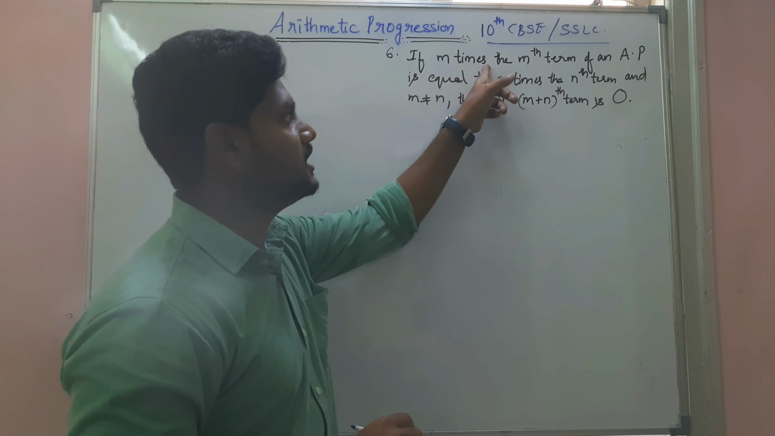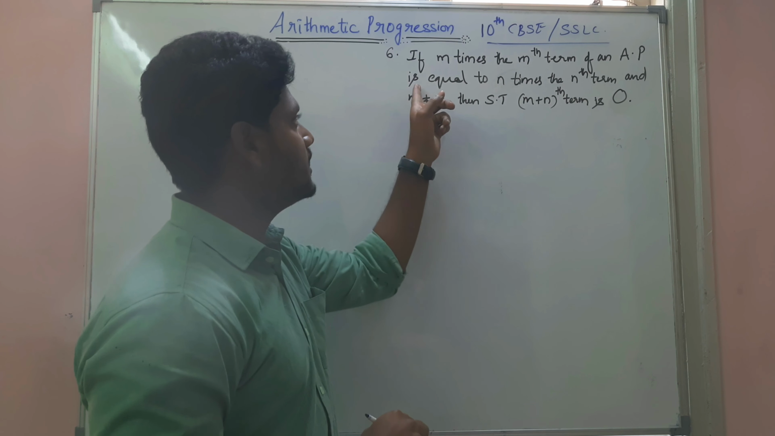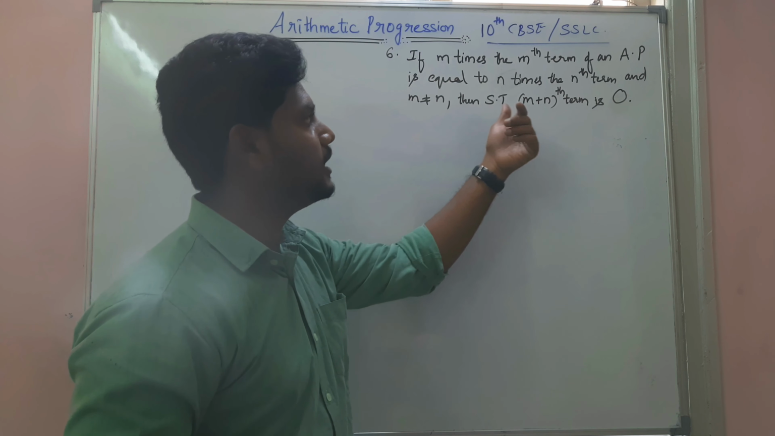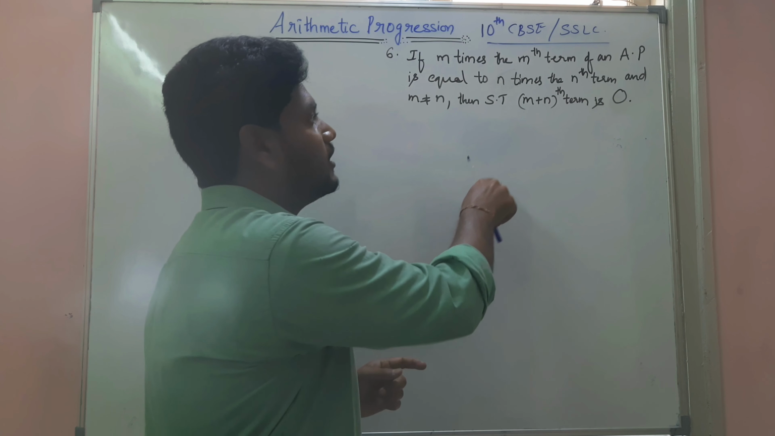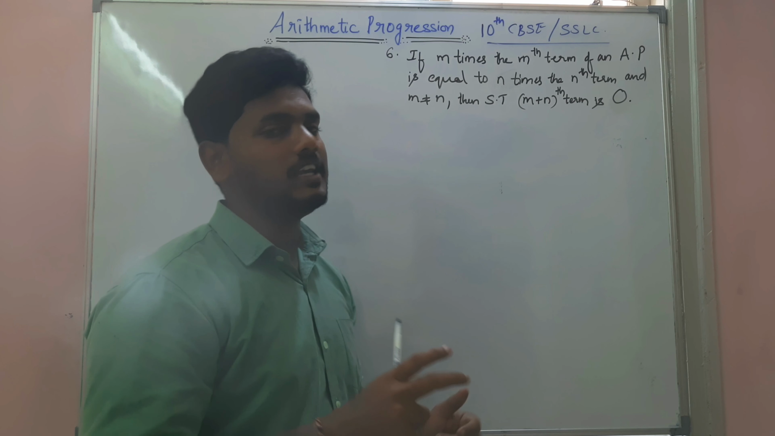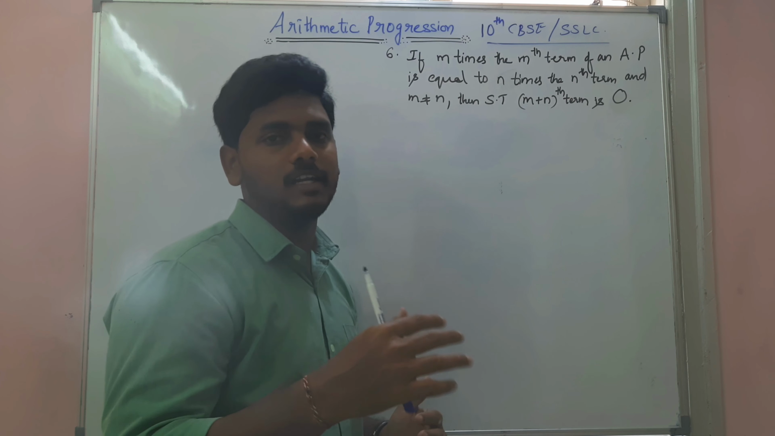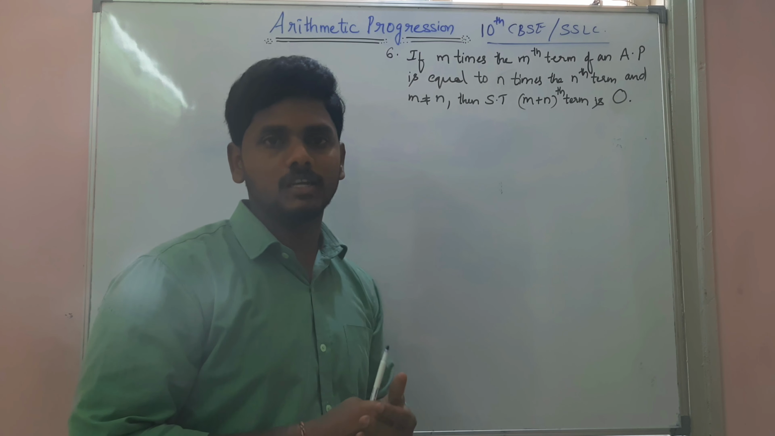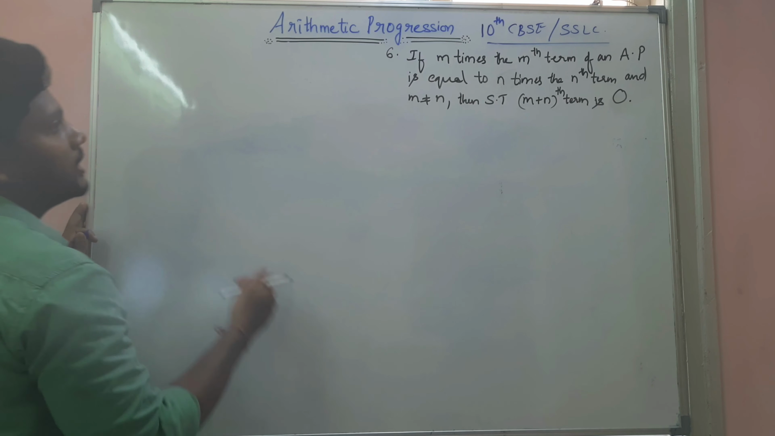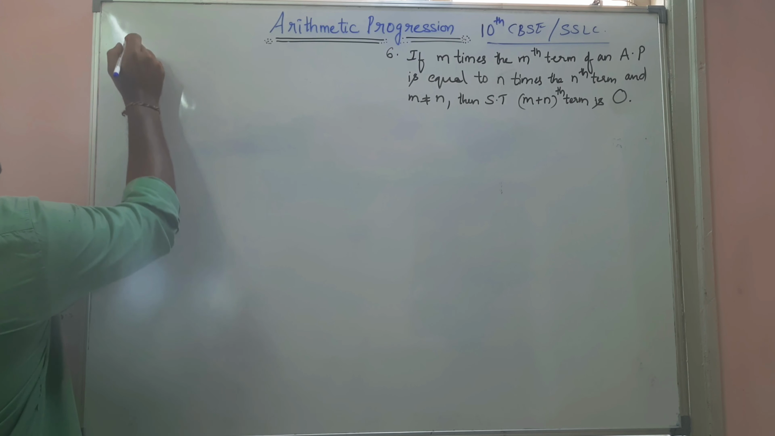If m times the nth term of an AP is equal to n times the nth term, and m is not equal to n, then show that the (m+n)th term is 0. Now, if you read the question one or two times extra, you will understand it easily. M times the nth term, so actually what is the nth term?